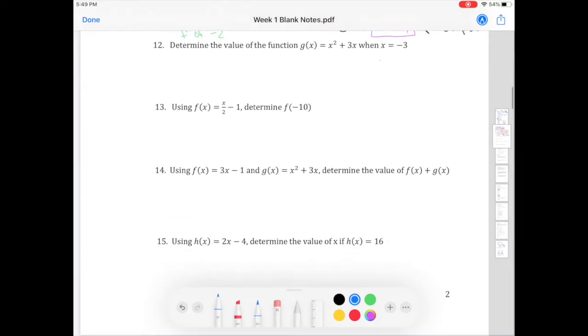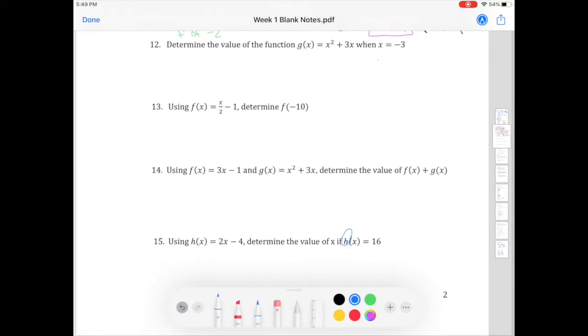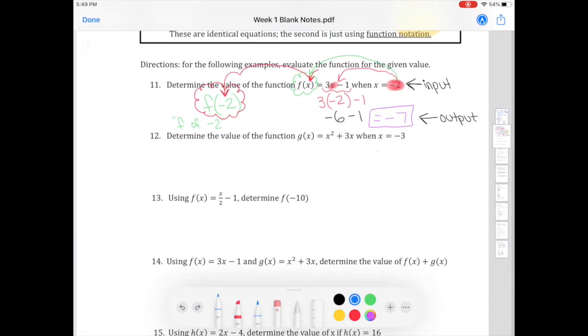All right, number 12, determine the value of the function g of x. So we've only worked with f. It doesn't matter if it's a different letter. You'll see even this last one has an h in it. It's really no biggie. It's the same kind of idea. So g of x equals x squared plus 3x when x is equal to negative 3. So if my input is negative 3, I'm going to plug that in everywhere I see an x, and there's 2 x's in this expression. So I'm going to plug in that negative 3 in both places. So it's going to be negative 3 squared plus 3 times negative 3.